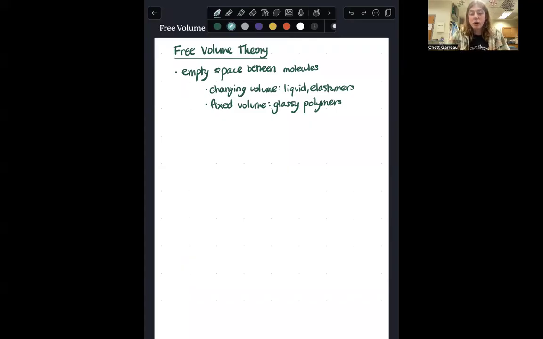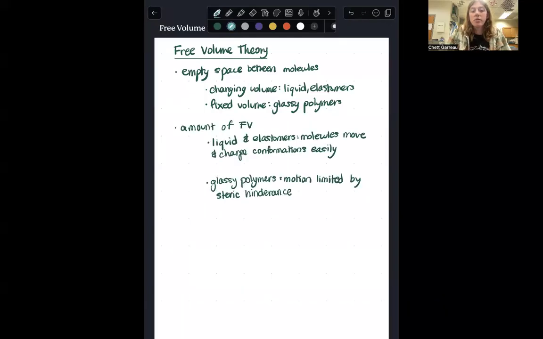So there's a case where the free volume is often changing, and this is in liquid polymers or elastomers, or when there's a fixed volume in glassy polymers where they're more rigid. And so the amount of free volume changes between these two cases. So for liquid and elastomers, the molecules move and change conformations easily, so the free volume is high. And for glassy polymers, the motion is limited by steric hindrance, and the free volume is pretty low.